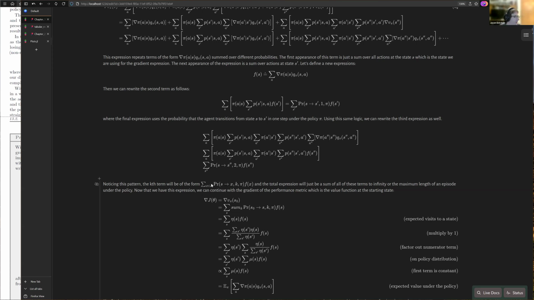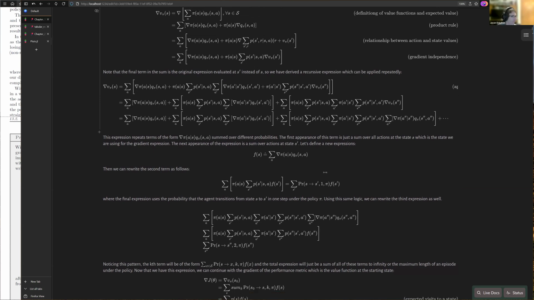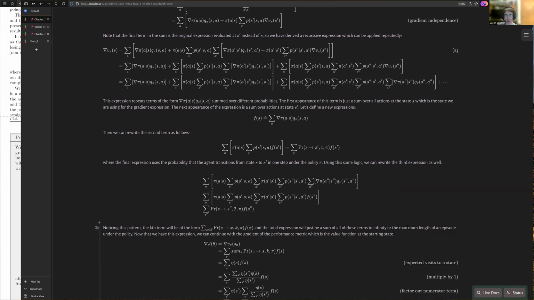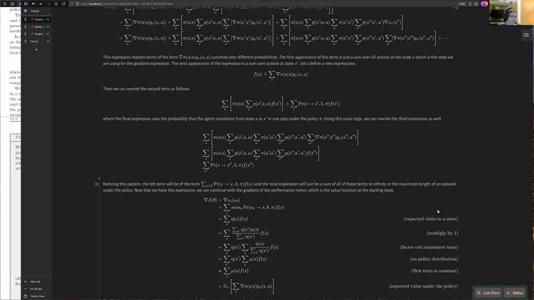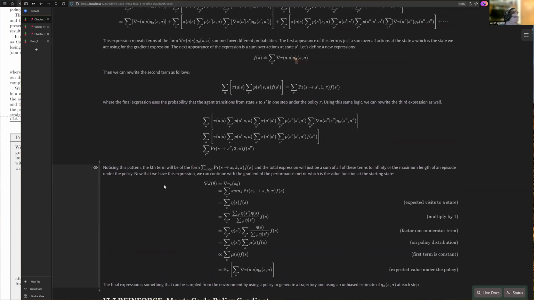And this is each individual term for a given K. And this whole gradient expression is all of those terms summed up. And K in theory could go to infinity, or it would be the maximum length that an episode could be under the policy. So now we can return to the expression we actually wanted to calculate.